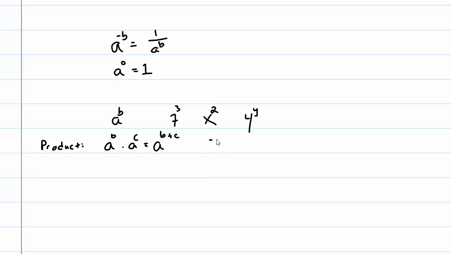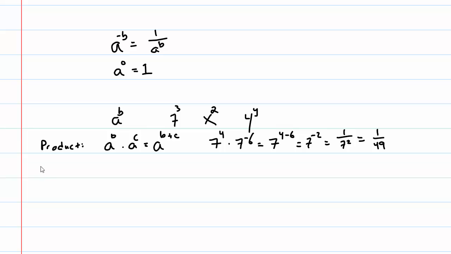As an example, if we have 7 to the fourth power and we multiply that by 7 to the negative sixth power, we add these two exponents, and this becomes 7 to the 4 minus 6, or 7 to the negative 2, and we should rewrite this as 1 over 7 squared. And if you'd like, you can simplify it to 1 over 49.